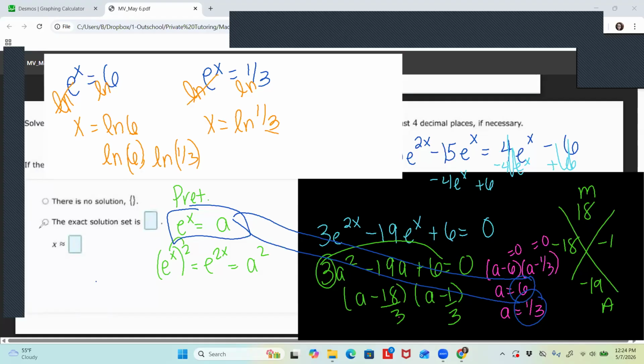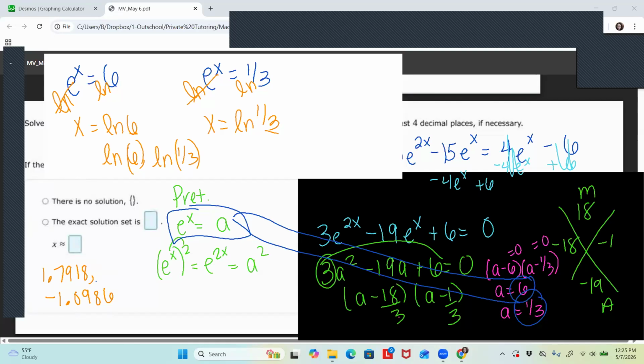Then you'll push both of those into the calculator separately and round off. Natural log 6 is 1.7918, and natural log of a third is negative 1.0986.